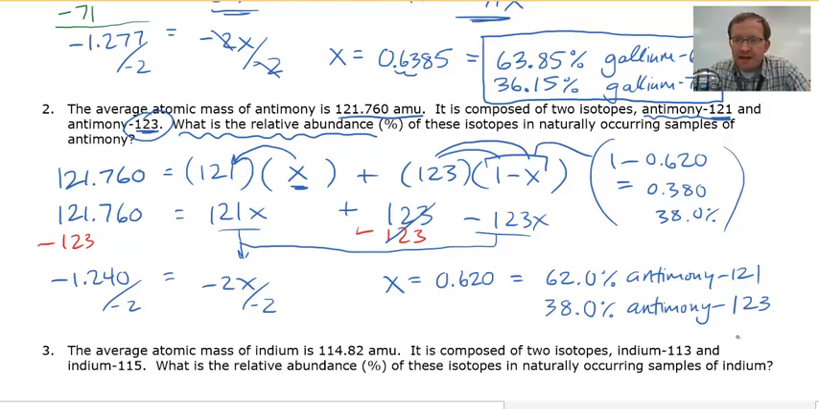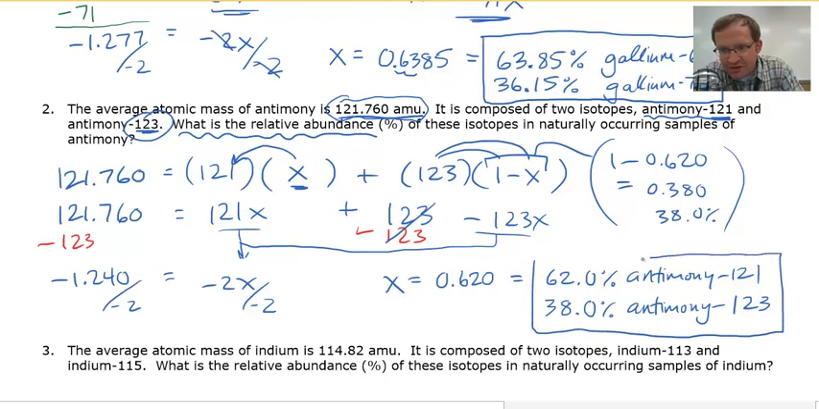All right. Again, does it make sense? Does it fit the data that we had? Well, sure. The average is 121.760, which is a little bit closer to 121 than it is to 123, and so we should have more 121s than 123s, and we do, 62 to 38%.